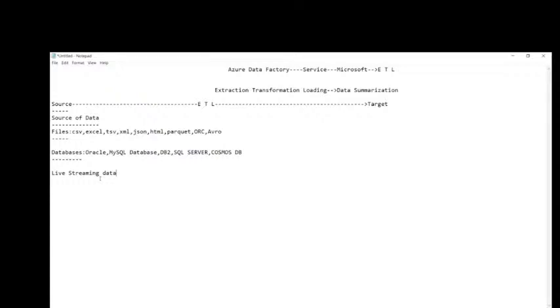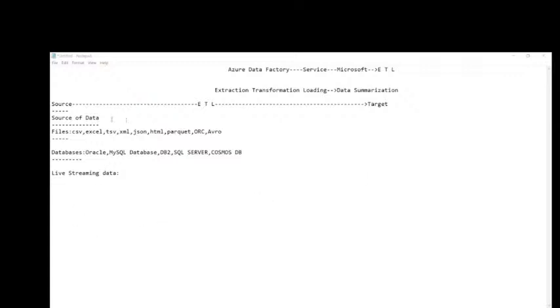The data which streams live is called live streaming data. So we can also get the data from live streaming as a source. Many sources are there, but these are the 3 major sources. We can get the data from files, from databases, and from live streaming data. These are all the sources of data.